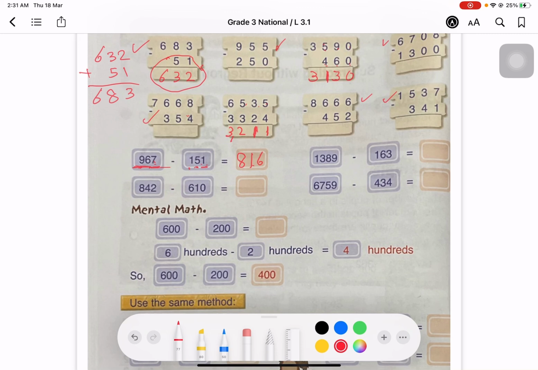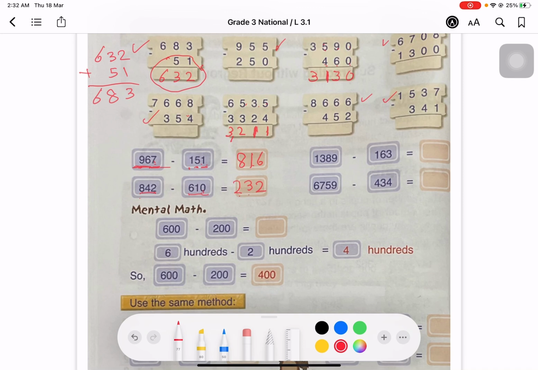Okay? Now, let's do this one. Start from here. 2 minus 0, a 3-digit number with a 3-digit number. So the ones will go with the ones. 2 minus 0, the answer is 2. 4 minus 1, the answer is 3. And 8 minus 6, the answer is what? 2. So the answer is 232.